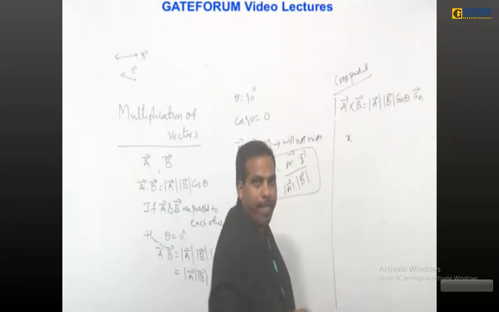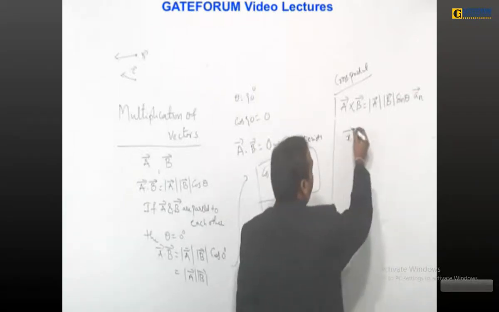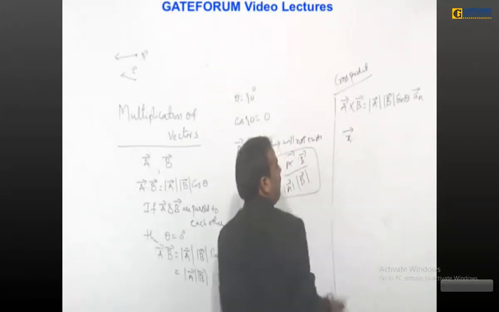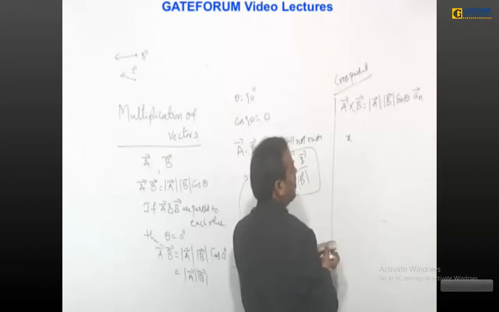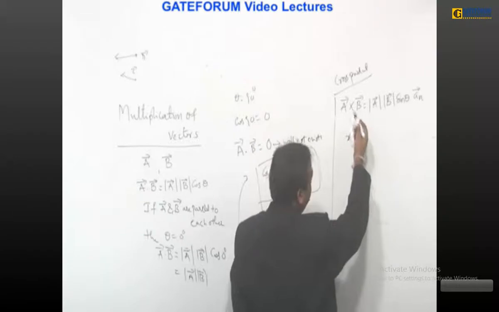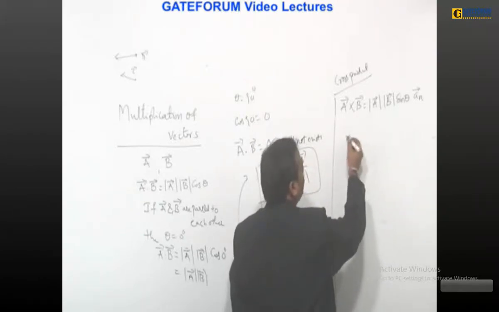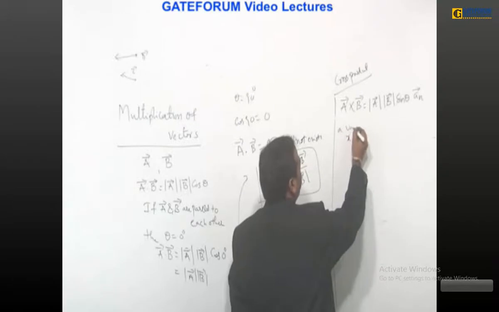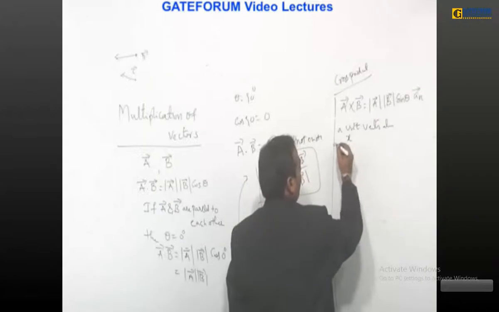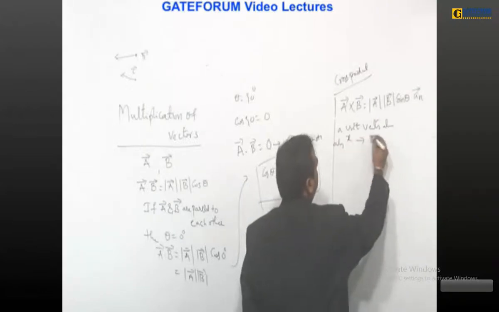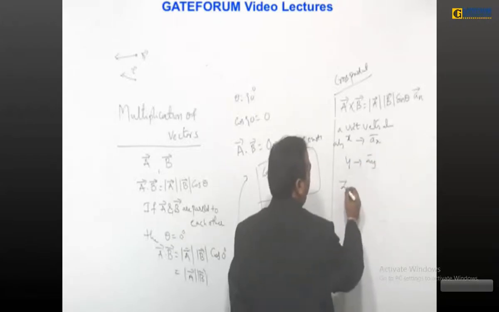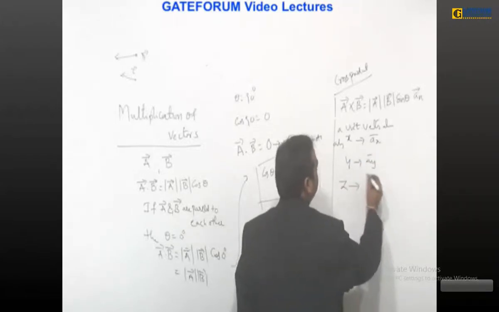Let us say X bar. I think we are talking about a cross product. Let's say a unit vector along X direction is AX bar, a unit vector along Y direction is AY bar, and a unit vector along Z direction is AZ bar.